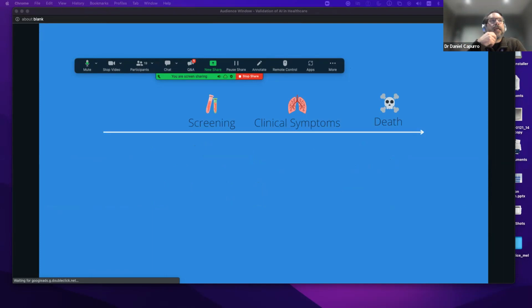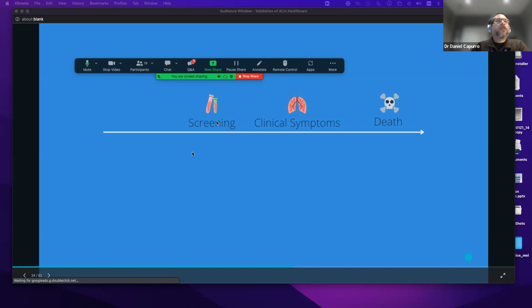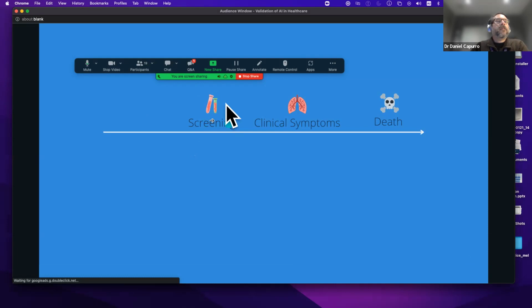Okay, if you're not familiar with lead time, it arises when we do screenings. Let's say there's prostate cancer. There's a time where I can do screening. Ideally, I'll detect the disease before the clinical symptoms appear, and I can do something, but eventually maybe the patient might die of the disease, okay? So we call lead time the time between screening and the time that the clinical symptoms appear, okay?